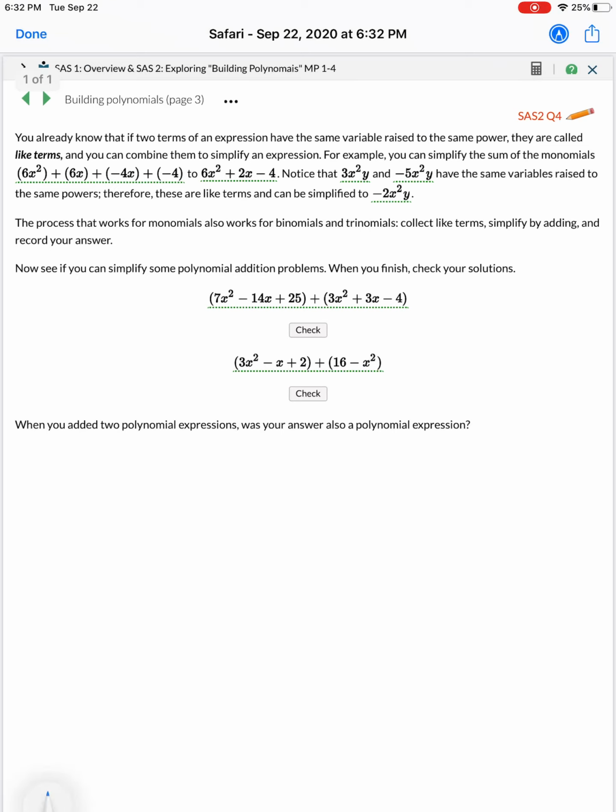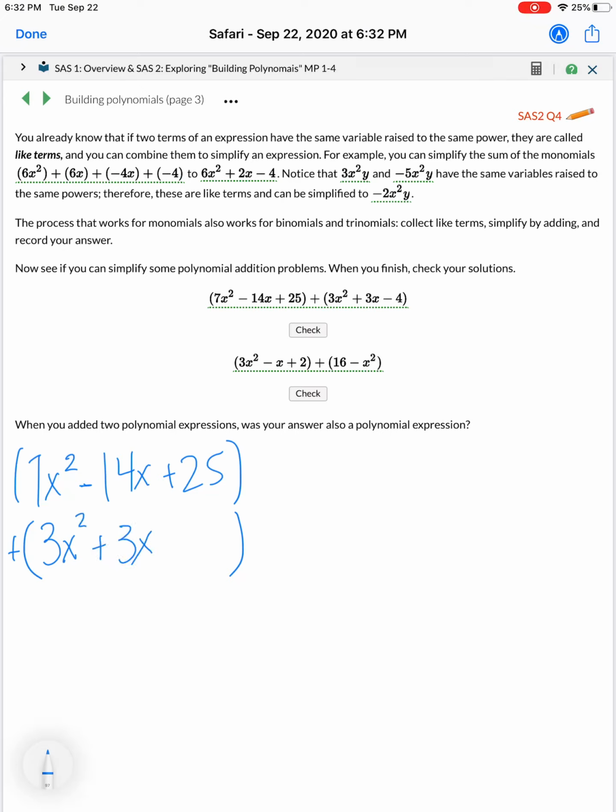All right, on number 4, we're simply combining like terms. Okay, so the first one, 7x squared minus 14x plus 25 plus, and you always want to line up your like terms.